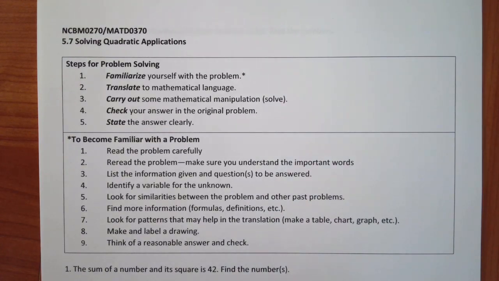All right, now that we've learned how to solve quadratics using the principle of zero products, then we can solve some applications. So we've gone over these steps before and they apply to any problem solving, so I don't think we'll go over them. But there's some good pointers here for you to look at. And there is a process. You want to familiarize yourself with the problem. And that means read it carefully, reread the problem, make sure you understand it. Then you're going to take the information and translate it into math. Then you're going to solve it, check in the original problem, and you're going to state your answer clearly.